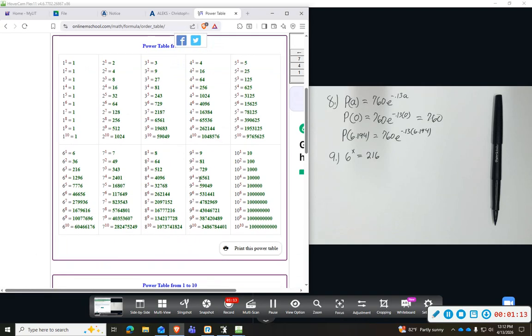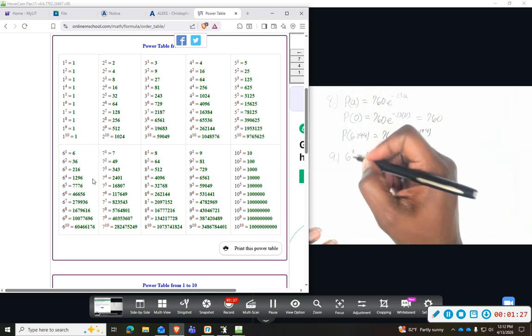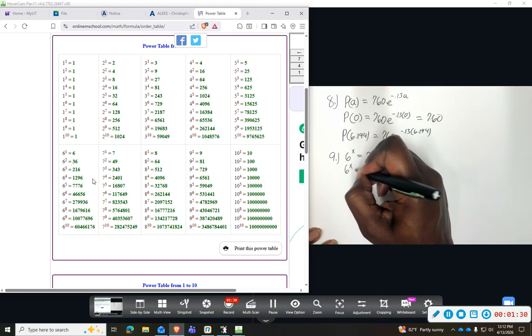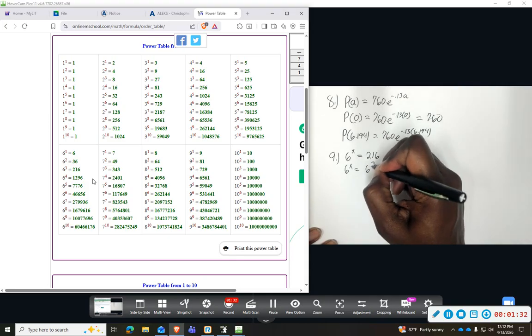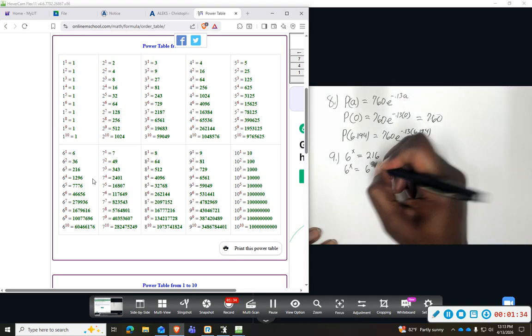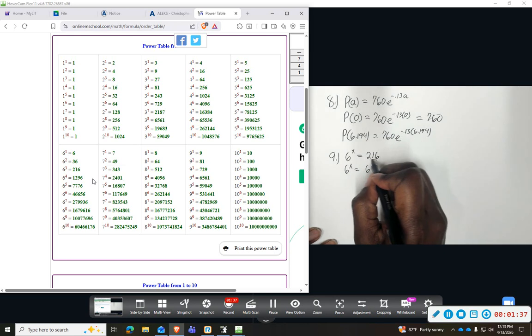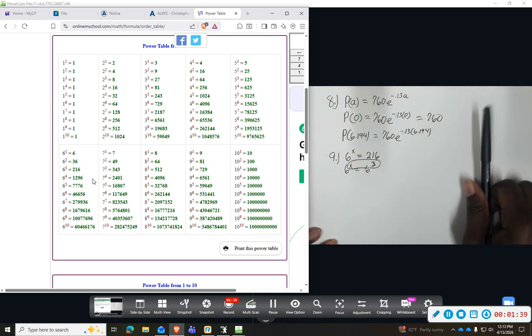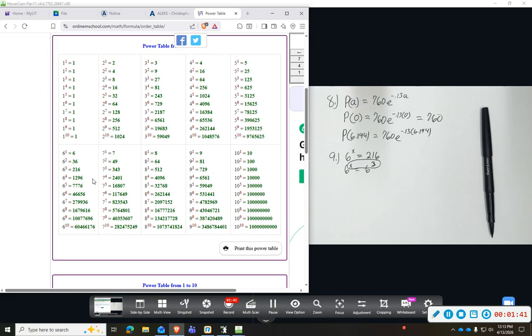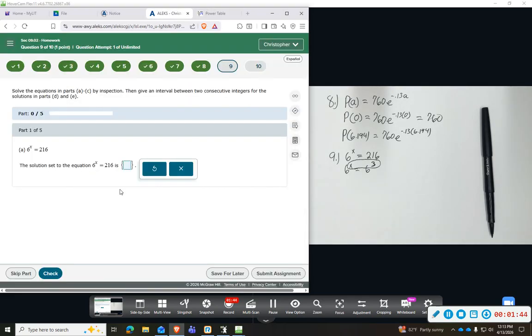This first one, this is something that I usually use. Since we have a base of 6, I want to look at the bases of 6 and see if I can find this 216, which I do. So we have a base of 6, 6 to the third power is equal to 216. So I would want to rewrite this equation as 6 to the third. If you can rewrite it with the base being the same, then you can see that x has to equal 3. And that's what we would use to answer this. So the solution set is just 3.